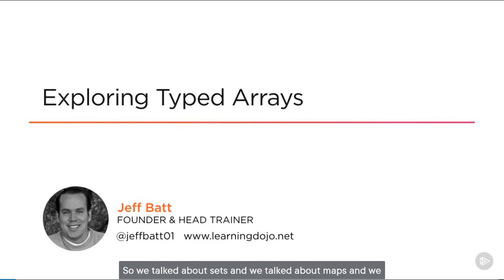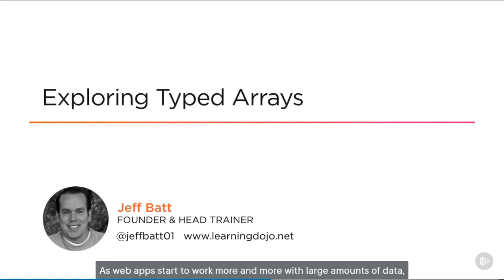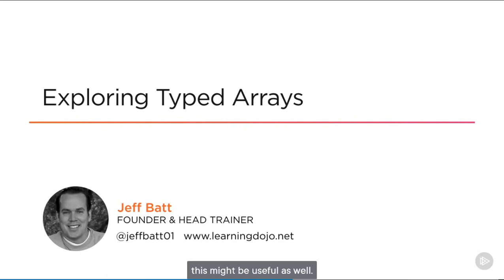We talked about sets, we talked about maps, and we talked about array functions in this course. We're going to wrap up this course by exploring typed arrays. Now, typed arrays is a very specific type of array and it is designed to handle direct memory allocation. So you can actually go in and store things inside of the memory and work with it that way, which helps your applications run faster. As web apps start to work more and more with large amounts of data, this might be useful as well.